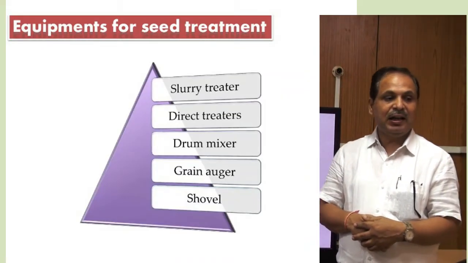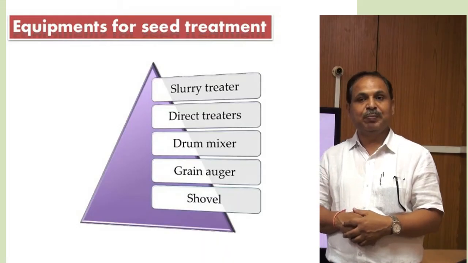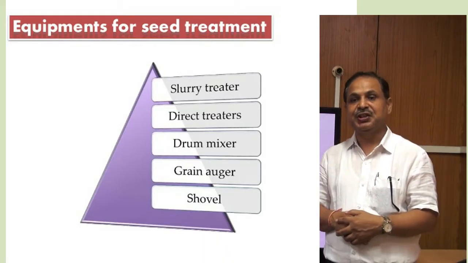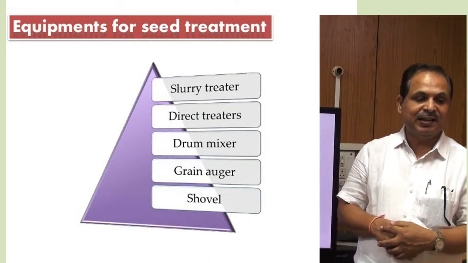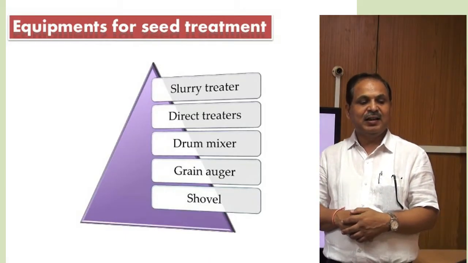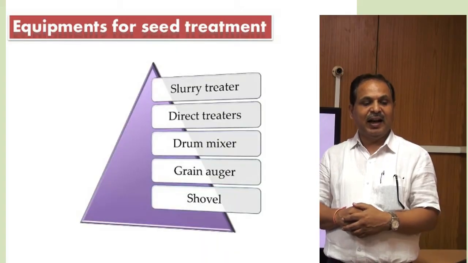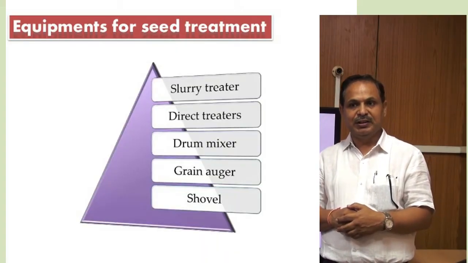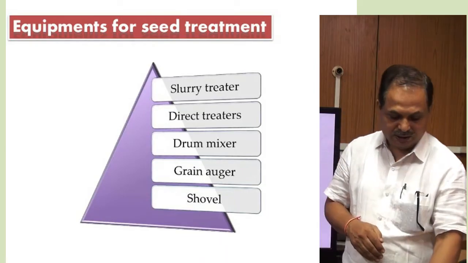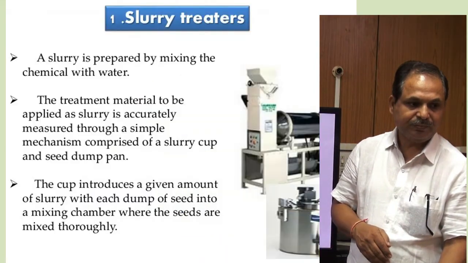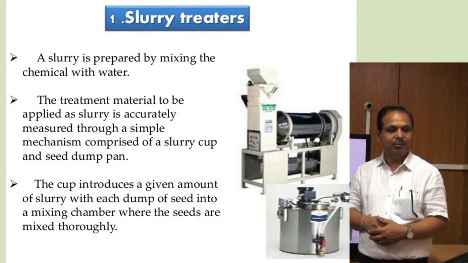Next one is the equipment. What are the equipments which are generally used in seed treatments? There are different equipments like slurry treaters, direct treaters, drum mixer, grain auger and so on. These are some of the equipments which are generally used for the seed treatment purpose. We will deal with them one by one.